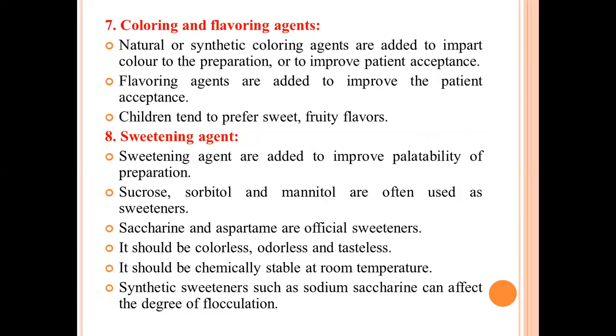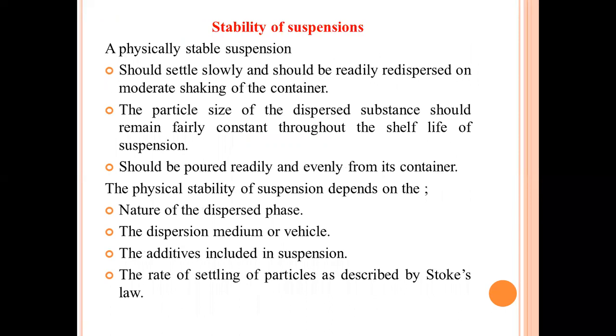Now, coloring agent and flavoring agent, as we have discussed, are added to increase the palatability, the aesthetic value, or the acceptance of your preparation. Then sweetening agents, again added to improve the palatability of the preparation, like sucrose, sorbitol, and mannitol. Some artificial sweeteners we can also use, like saccharin as well as aspartame. Synthetic sweeteners such as sodium saccharin can affect the degree of flocculation, so synthetic sweeteners are being used less widely.